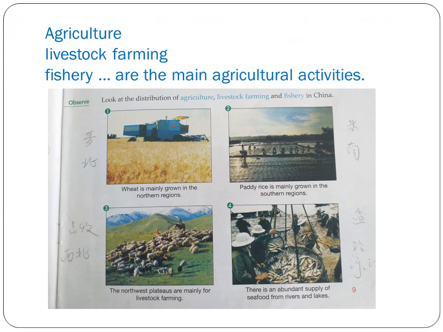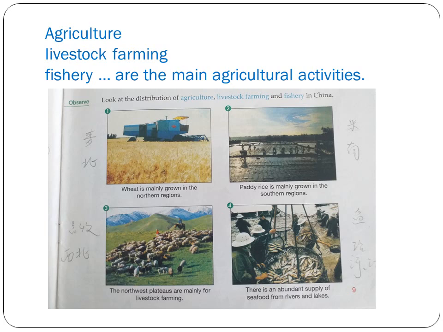Agriculture, livestock farming, and fishery are the main agricultural activities in certain parts of China. For example, look at pictures 1 and 2, wheat and paddy rice. These are agricultural products, and you need farmland, plain land with a lot of water, if you want to grow paddy rice or wheat. So that's why it's more suited to the eastern region, which has a lot of water, the three rivers, and in the northern part they cultivate wheat, and in the southern part paddy rice is grown. Look at picture 3.